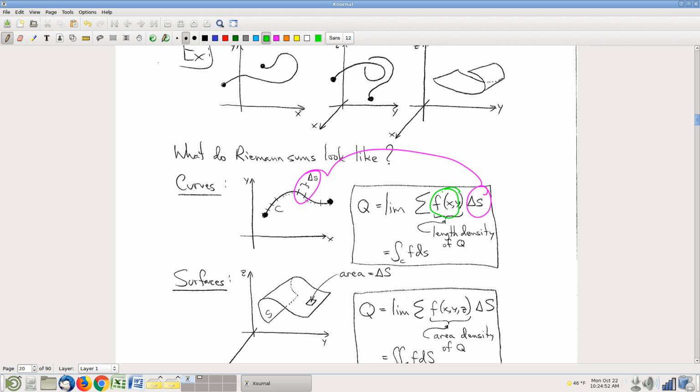Okay, so size times some notion of density gives you little pieces of quantity that you then add up over the entire piece, and take a limit again to make round off errors go away as usual. Okay, so there's our Riemann sum strategy.